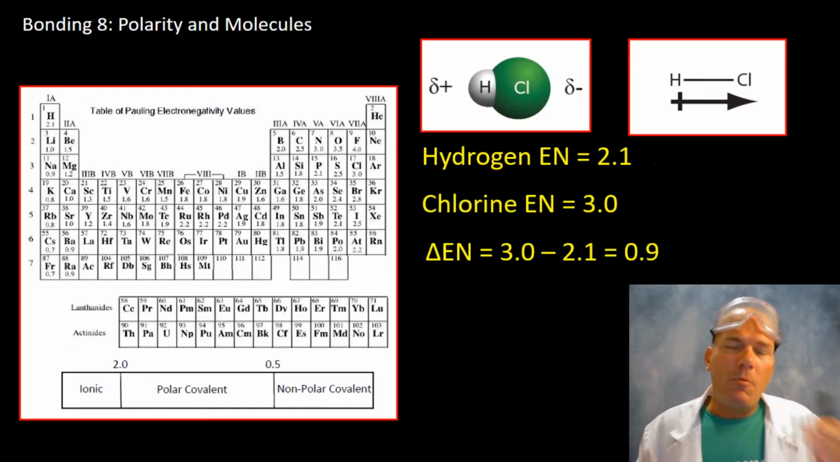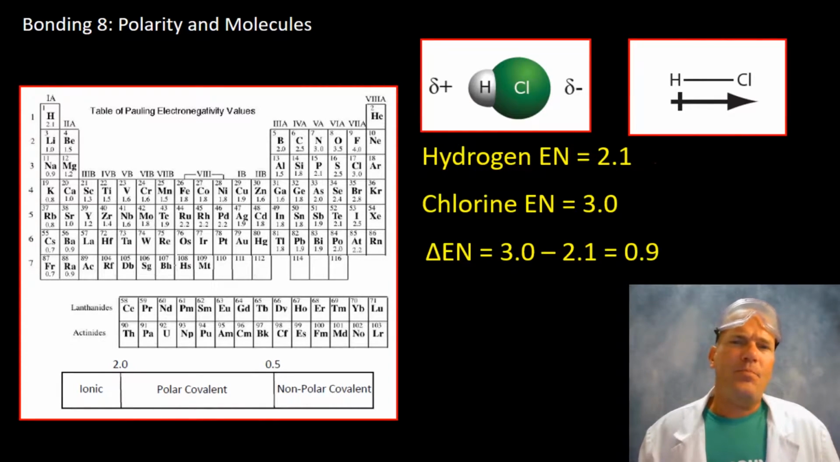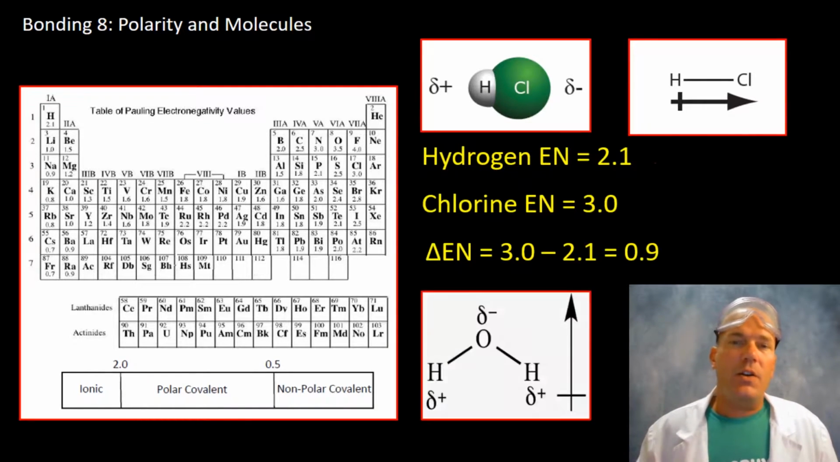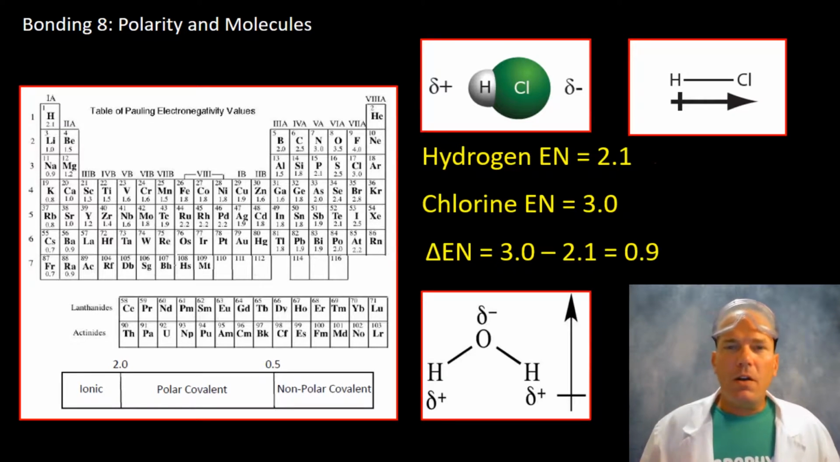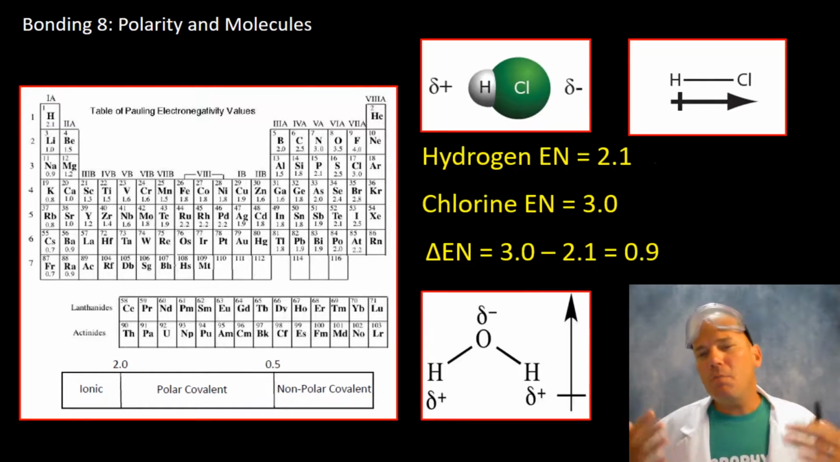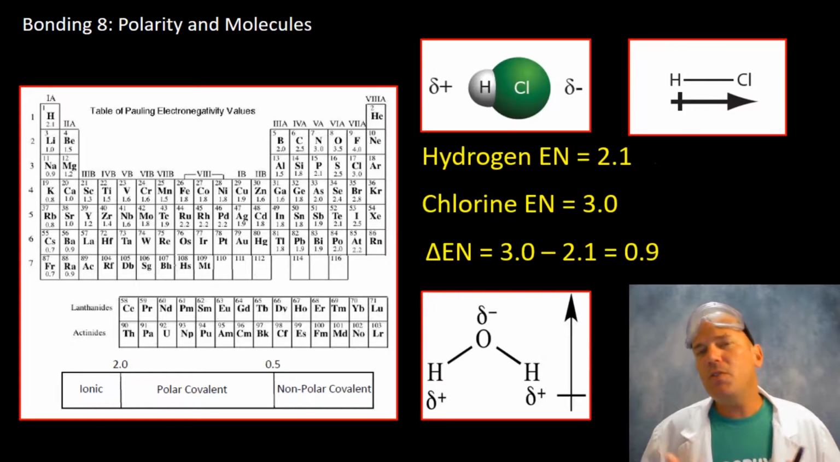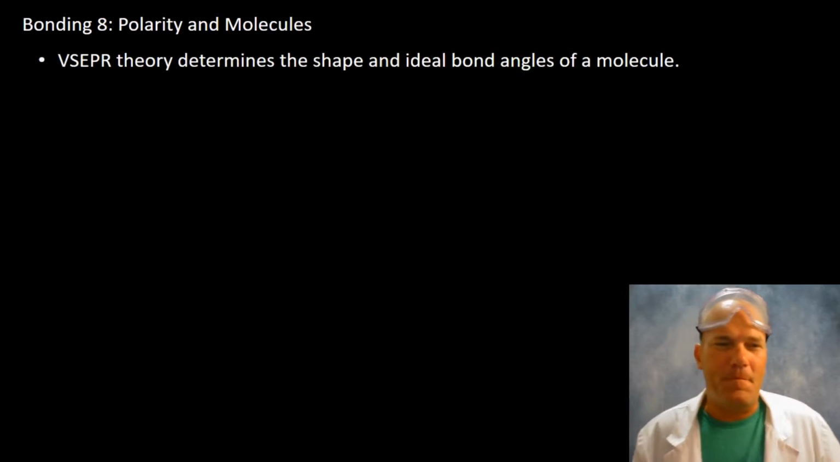All right, but what we're going to do in this video now is we're going to go beyond binary and get into some discussions of ternary structures and even beyond. So a classic example would be water. Water, as you know, is a polar molecule, and we're going to talk about how bond angles and geometry, the overall shape of a molecule, can be used to determine the polarity of a molecule in this video.